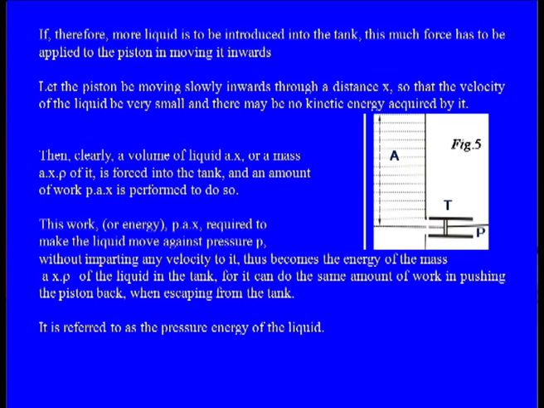So, this work, which is P times A times x, required to make the liquid move against pressure P without imparting any velocity to it, thus becomes the energy of the mass A times x times rho of the liquid in the tank. For it can do the same amount of work in pushing the piston back when escaping from the tank. It is referred to as the pressure energy of the liquid.